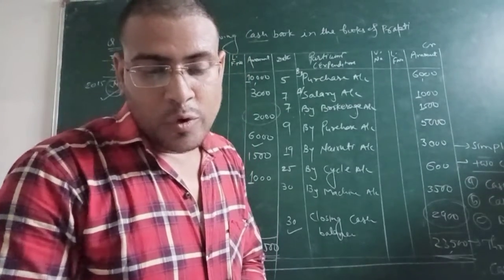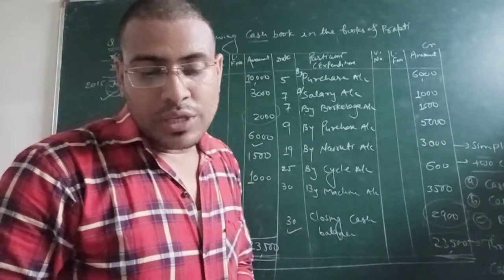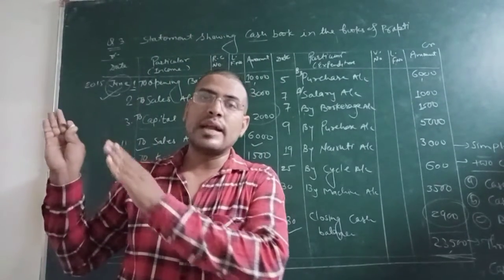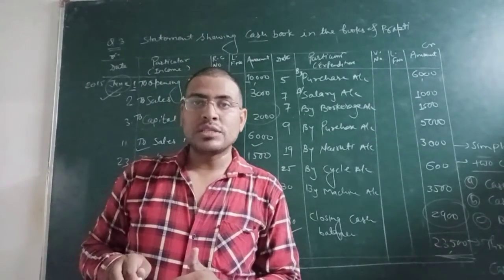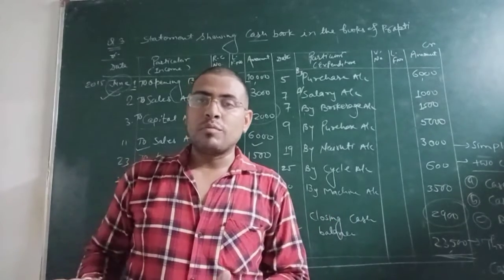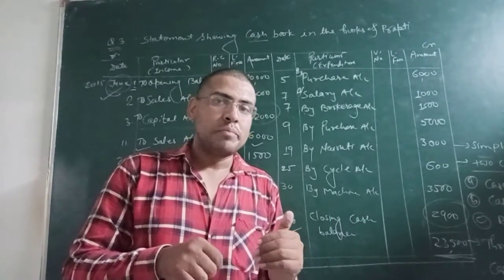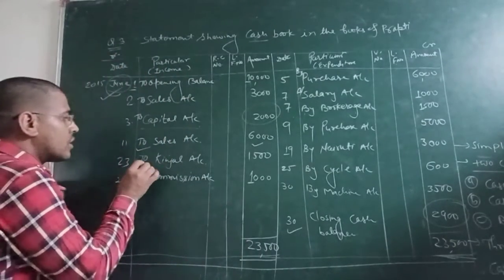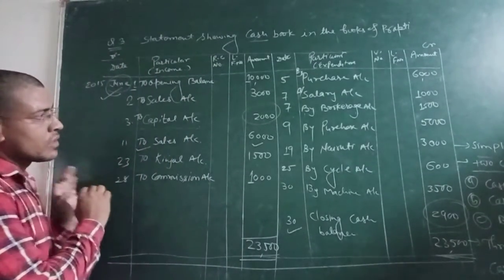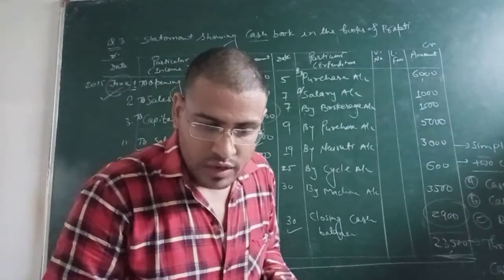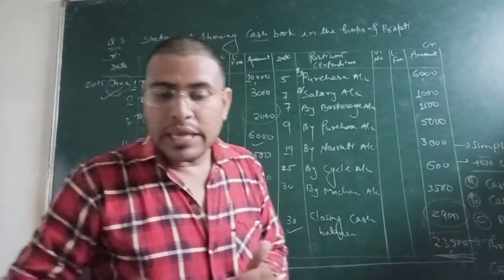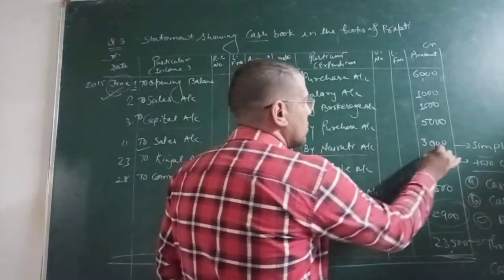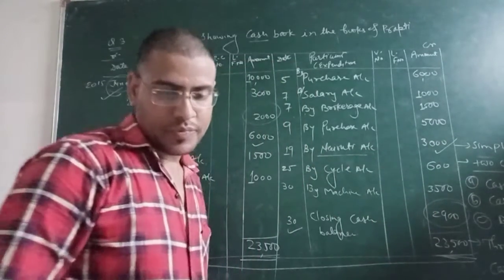On date 19, rupees 3,000 paid to Naruti for goods purchased in the previous month. When we purchased goods in the previous month, at that time we wrote the name of purchase account debited to Naruti account. But right now we are paying to Naruti. So it is an expenditure of business. So by Naruti account, 3,000 rupees on the credit side.